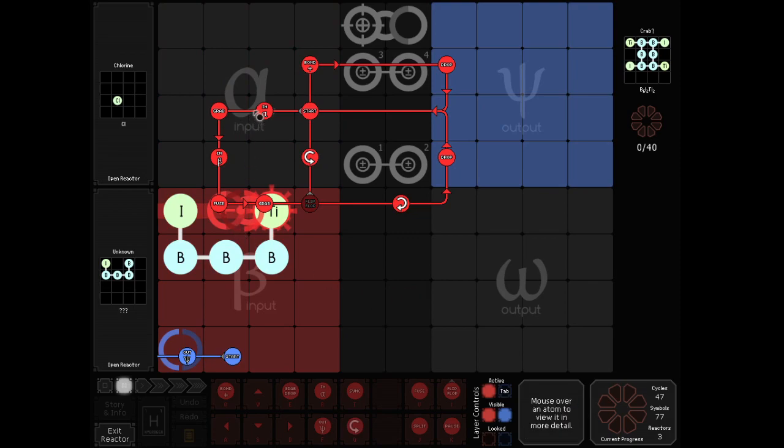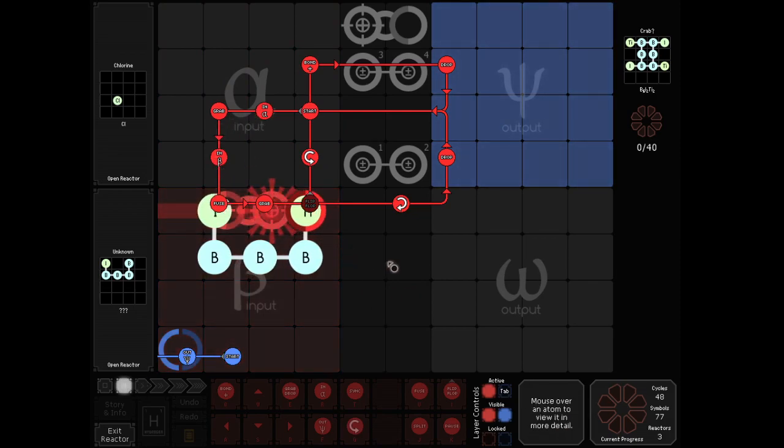If I can get the right cycle, there we go. So it just comes in and fuses in place. Very nice.